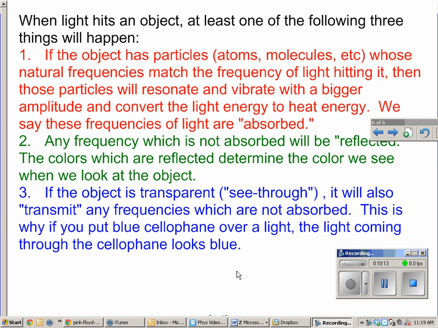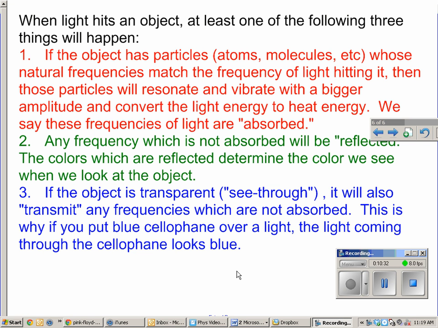All right. This is why black t-shirts are hot, right? They absorb all of the light because black is the absence of color, right? So it's absorbing all of the light that hits it, converting it to heat. Okay. When that happens, we say that those frequencies are absorbed.